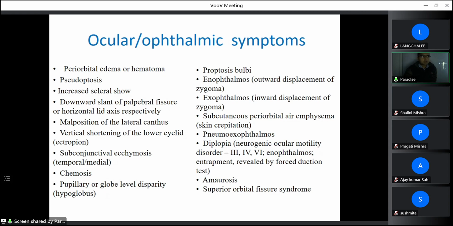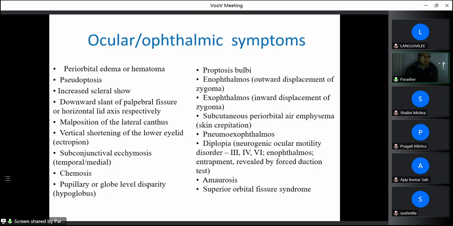What are the extraocular muscles? There are 4 rectus muscles: superior rectus, inferior rectus, medial rectus, and lateral rectus muscle, and 2 oblique muscles: inferior oblique and superior oblique muscles. So among these 6 muscles, the superior oblique muscle is supplied by the fourth cranial nerve, lateral rectus is supplied by the sixth cranial nerve, and all other muscles are supplied by the third cranial nerve.